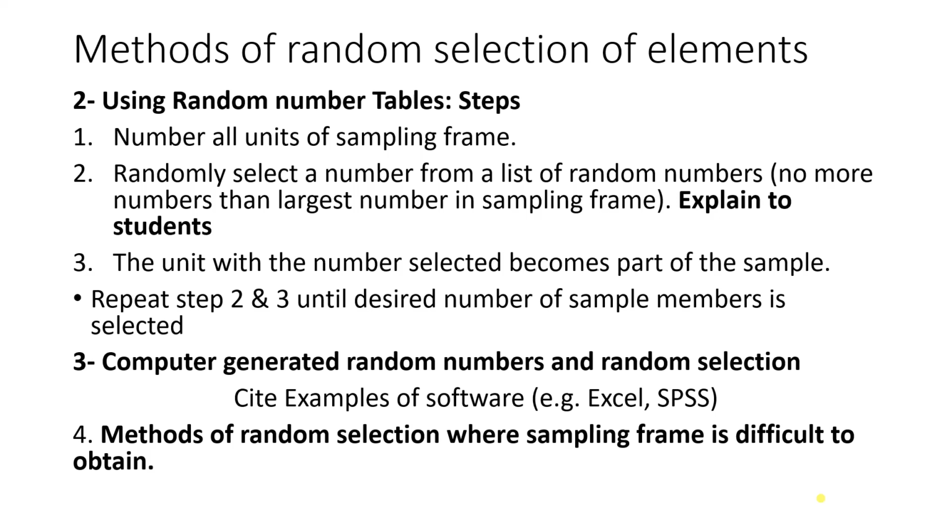Sampling frame, so we cannot define the sampling frame, and therefore we cannot list or number each and every unit. Suppose we have to select 1000 participants from the different states of India, which are clubbed together and called the states in the Indo-Gangetic plain. So Uttar Pradesh, Bihar, those states that are near the Ganges.